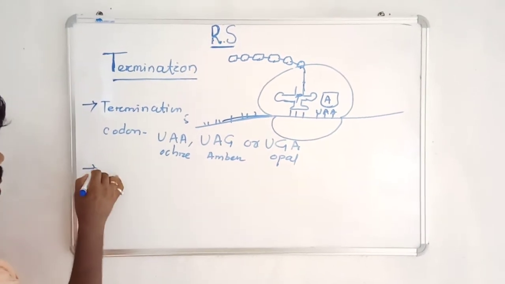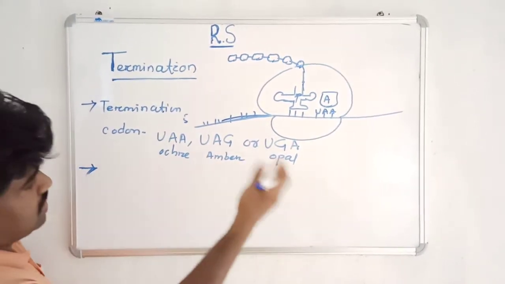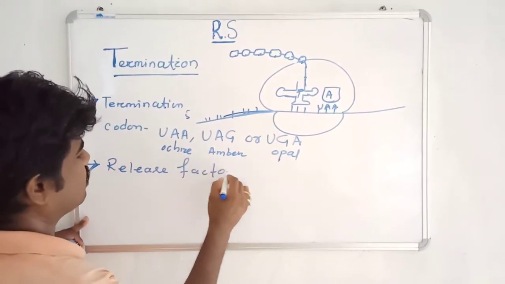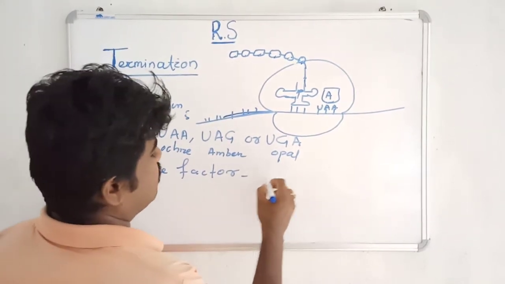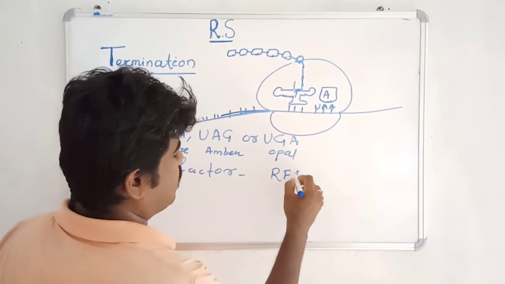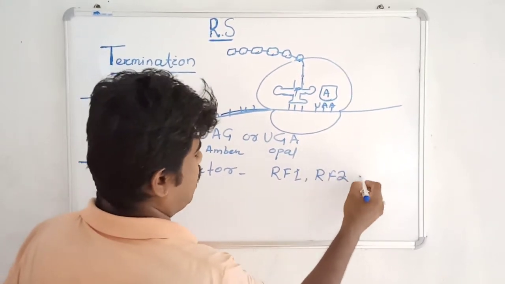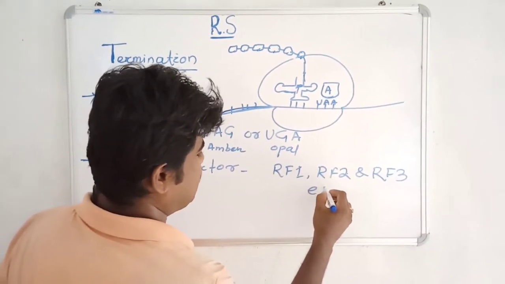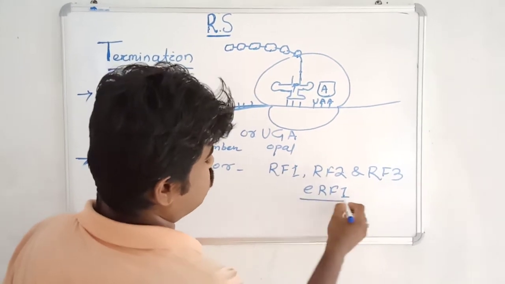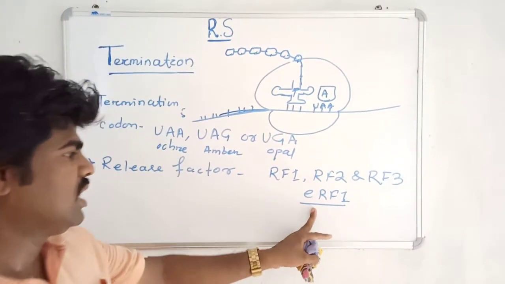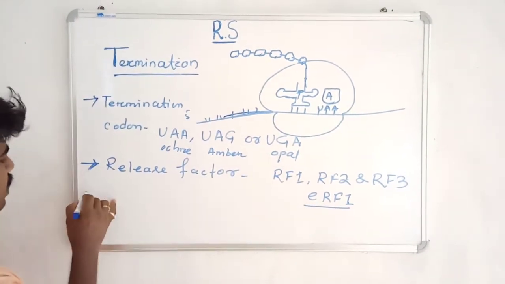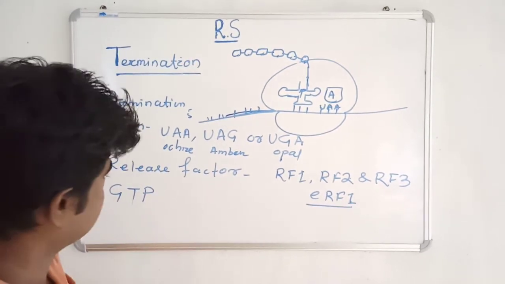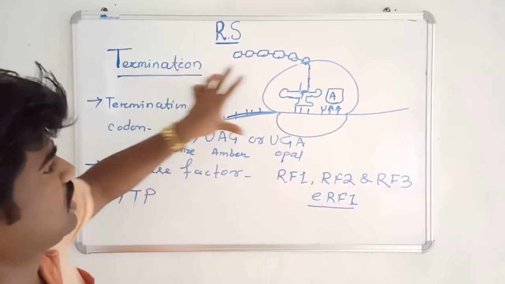Second, the major factor that causes the termination is the release factor. In prokaryotes there are three release factors, that is RF1, RF2, and RF3. And in eukaryotes there is eRF1. So this is the sole class 1 release factor in eukaryotes. And the third thing is GTP, that provides energy for termination. So these are the components required for the termination process.